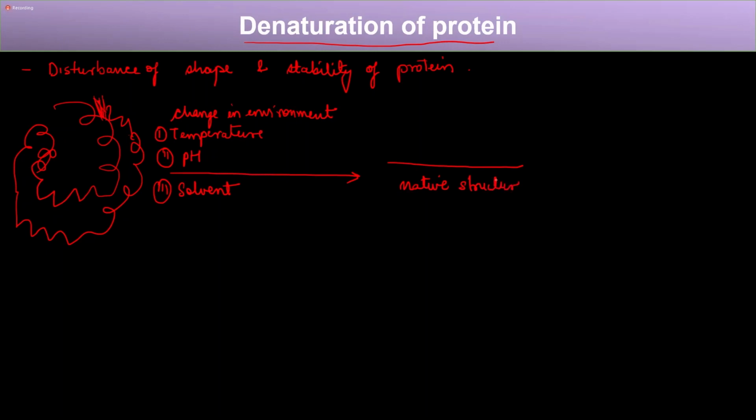And what is the native structure of the protein? It is the primary structure, right? And what does this primary structure have? It has peptide bonds. The primary structure has peptide bonds.